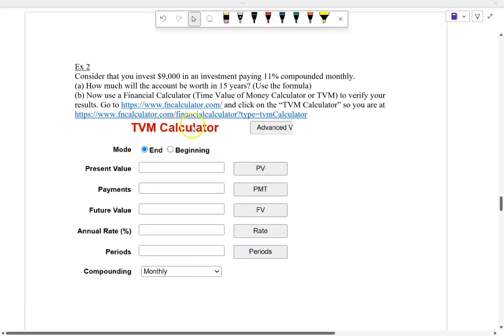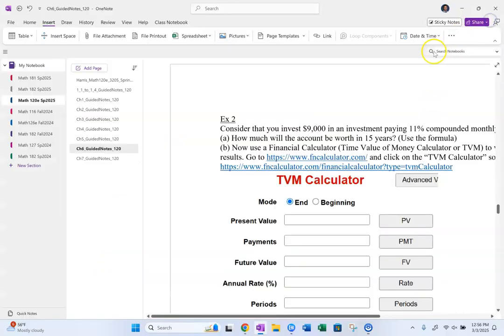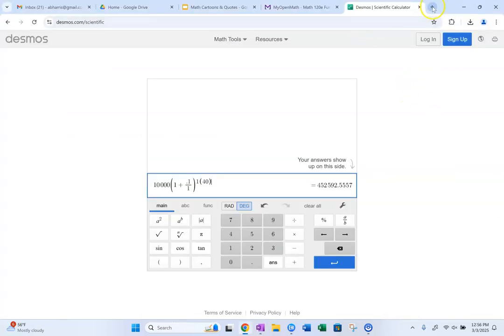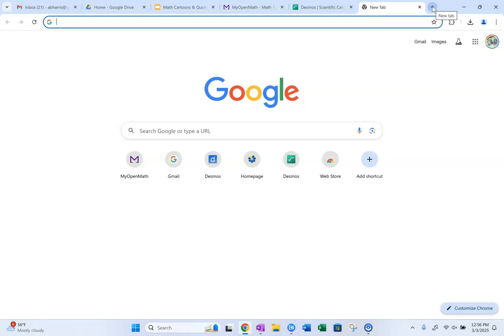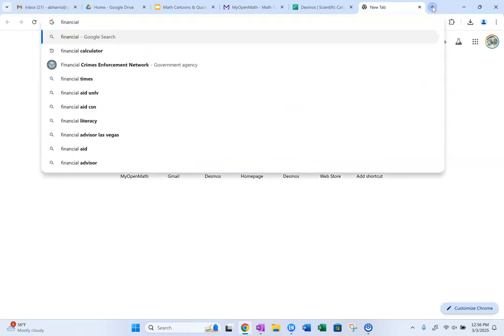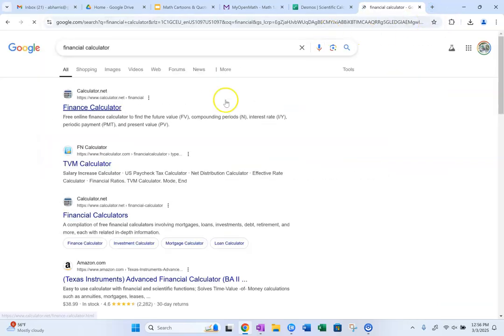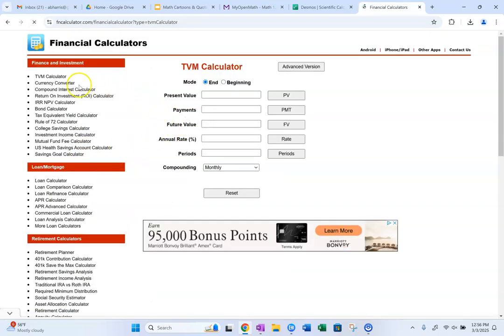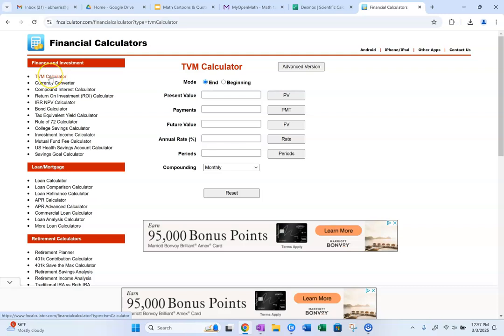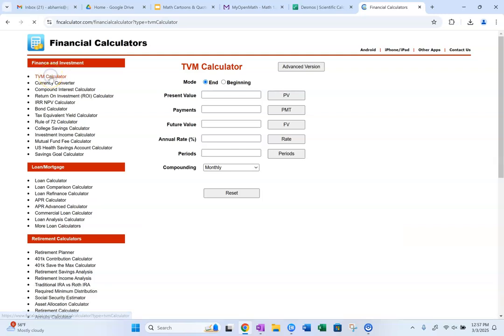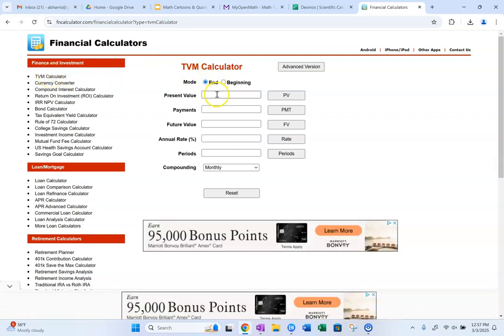All right, now that we've used the formula, I want to use what's called a financial calculator to do this same scenario. It's called a time value of money calculator. If you go to fncalculator.com, you can search for financial calculator if you want. It's this one right here, fncalculator.com. And if it doesn't take you straight to it, you click on that time value money calculator there, the TVM calculator.